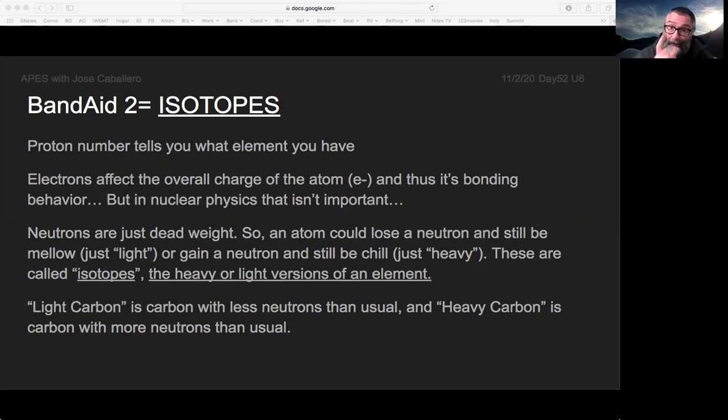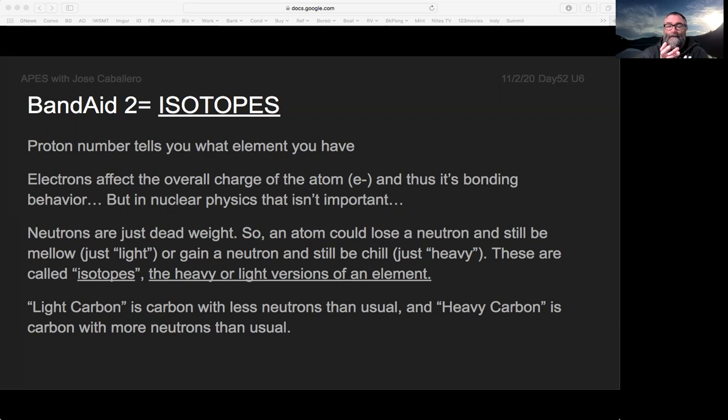What we're trying to do here is get you up to nuclear physics level. In nuclear physics, we really don't care about the number of protons and the number of electrons, not really. What we really want to know is what's happening inside the nucleus. That's why it's called nuclear. And what's interesting is the neutrons, actually. Neutrons are just dead weight. They're just mass. They don't have a charge.